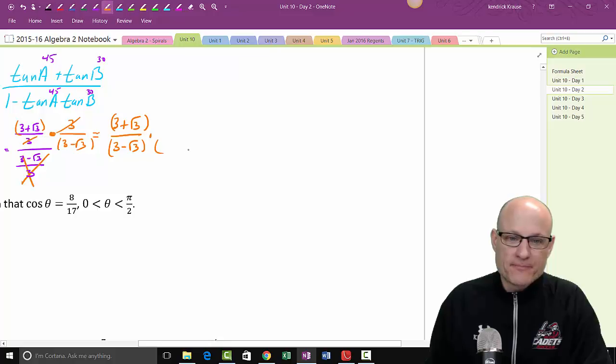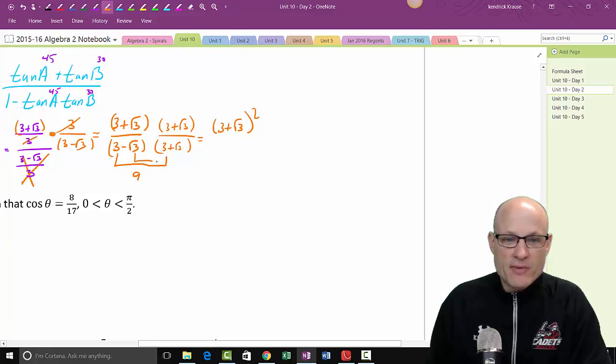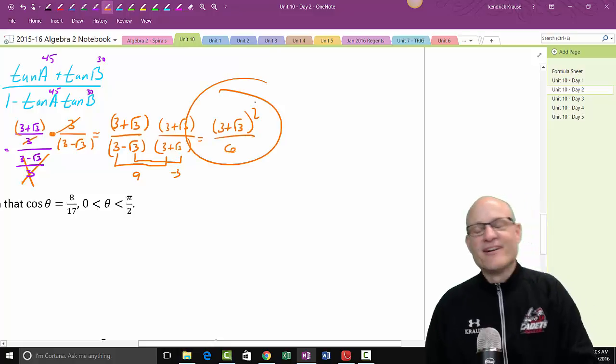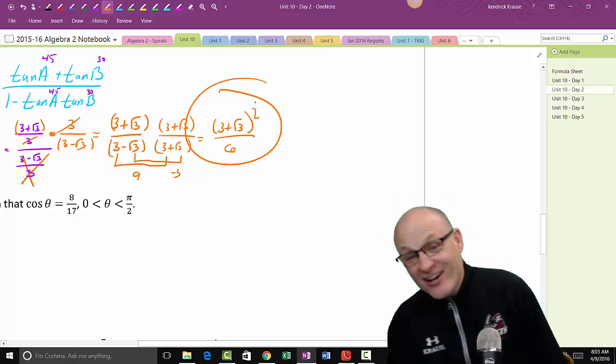These problems are sort of a pain. Multiply by 3 plus radical 3 over 3 plus radical 3. So the numerator is just 3 plus radical 3 squared. The denominator is 9 minus 3, and that gives us our 6. And there's our answer. Oh my God, that was so much fun.